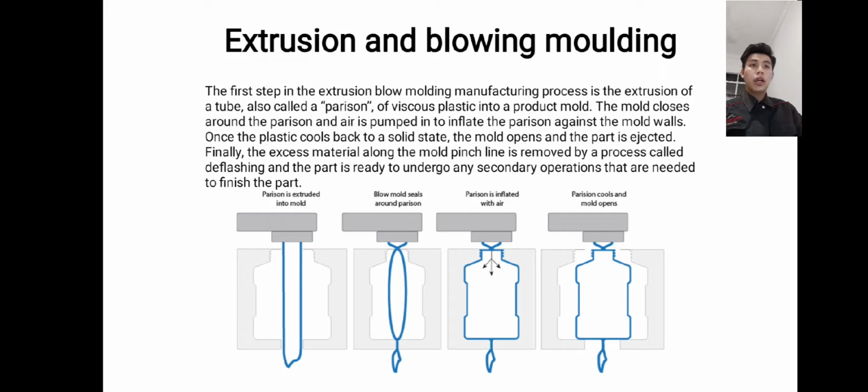After this is extrusion and blow molding. The first step in the extrusion blow molding manufacturing process is the extrusion of the tube, also called the parison, of viscous plastic into a product mold. The mold closes around the parison and air is pumped in to inflate the parison against the mold walls. Once the plastic cools back to the solid state, the mold opens and the part is ejected. Finally, the excess material along the mold pinch line is removed by a process called deflashing, and the part is ready to undergo any secondary operation needed to finish the part.